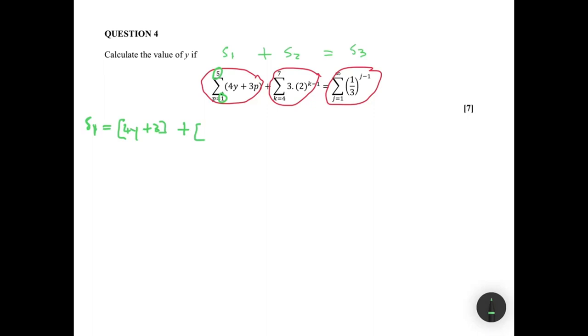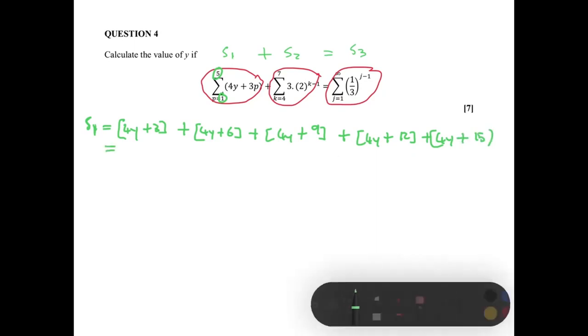And then now p is equals to 2. We're going to have 4y plus 3 multiplied by 2, because now p is equals to 2, right? So we're going to have 4y plus 6 plus 4y again plus 3 multiplied by, now p is 3, right? 3 multiplied by 3, that is 9. So for the fourth term, we're going to have 4y plus 3 multiplied by 4, which is 12. And then plus 4y plus 3 multiplied by 5, which is 15. So now we are just adding all these terms together, and we have S1.